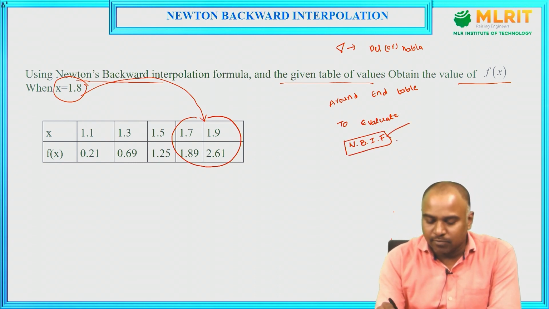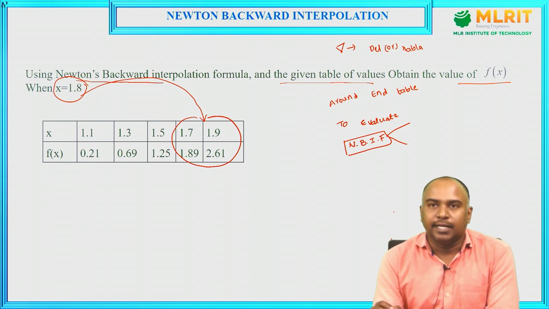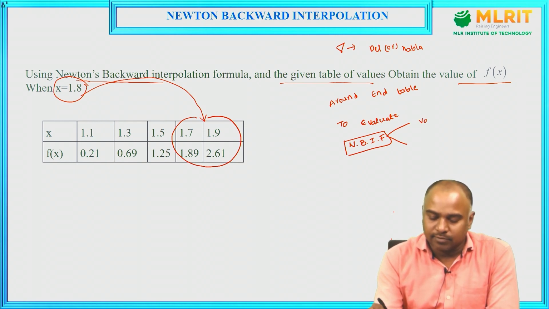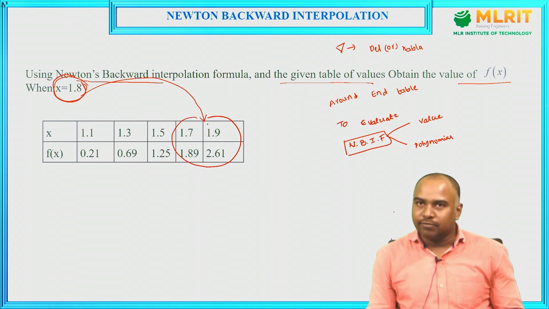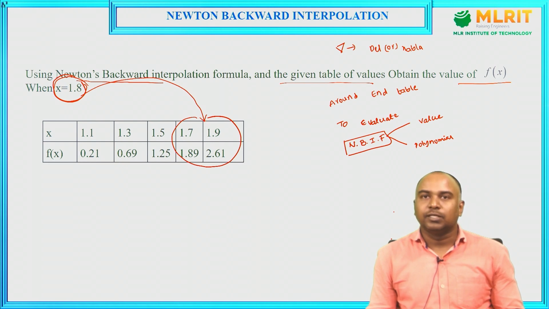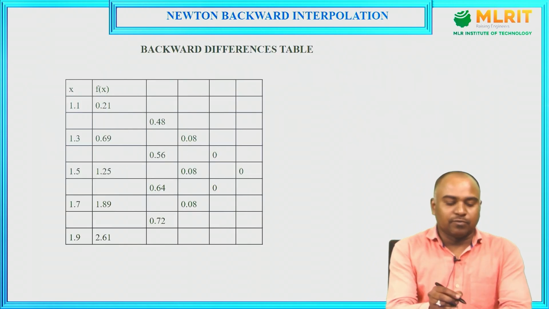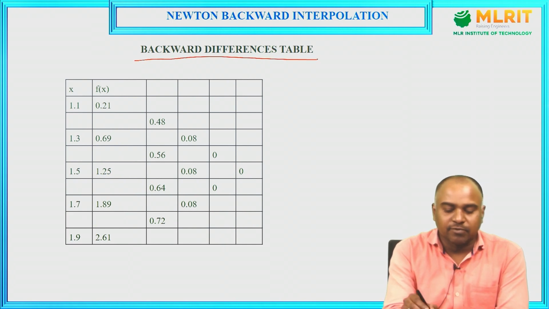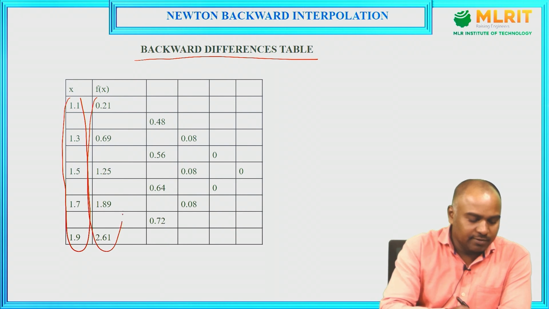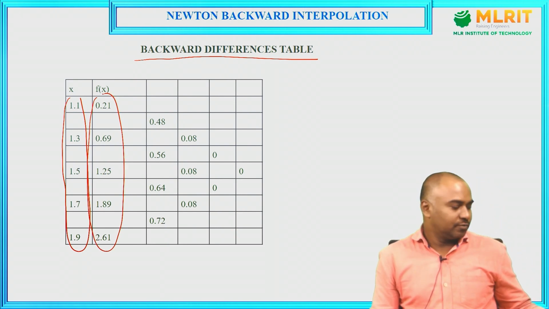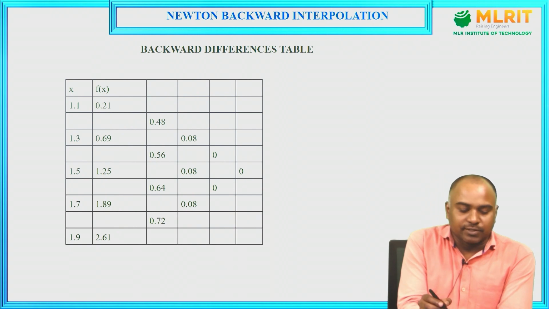Even this Newton backward formula has two kinds of uses. One is finding the unknown value, the other is finding the interpolating polynomial. But where we are finding a value located at the end of the table, I use the Newton backward interpolation formula. For that we construct the backward difference table. These x and y are the given values, and using these we construct the backward difference table.